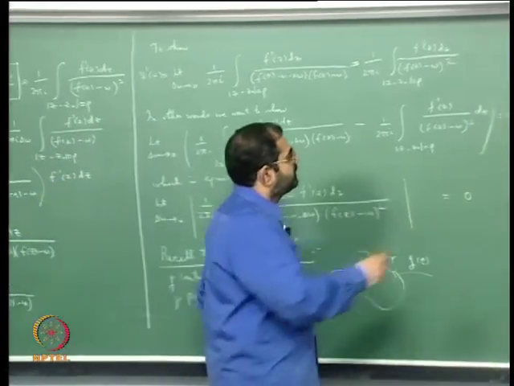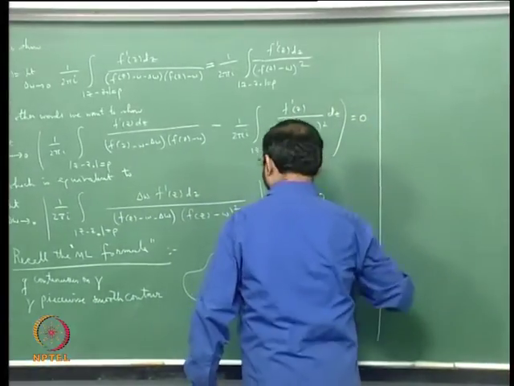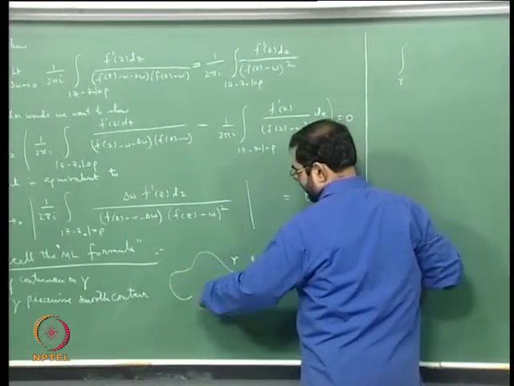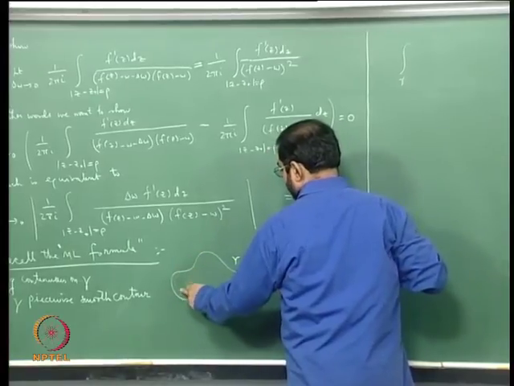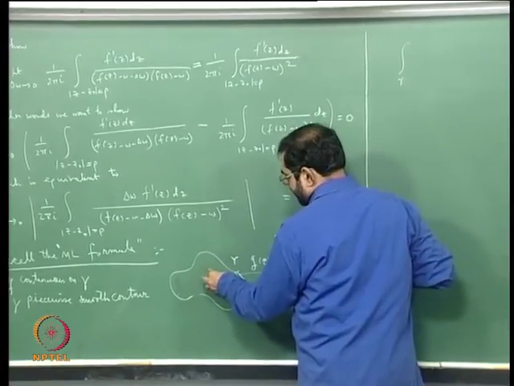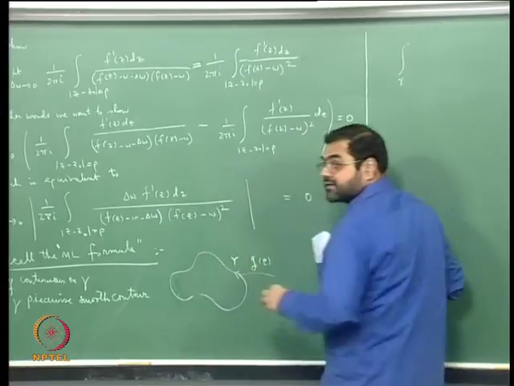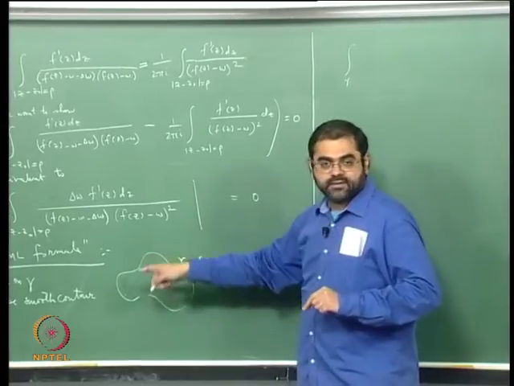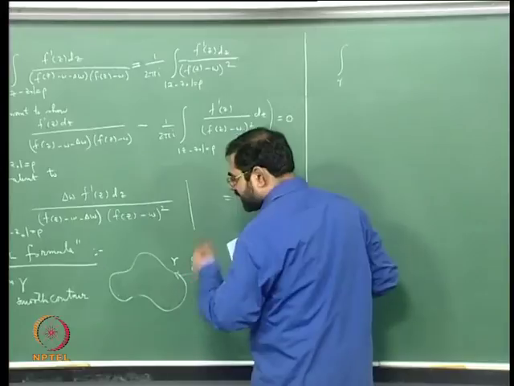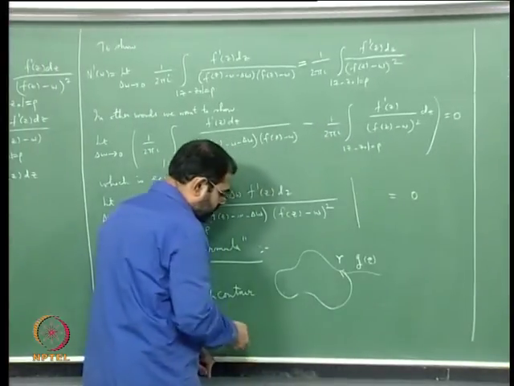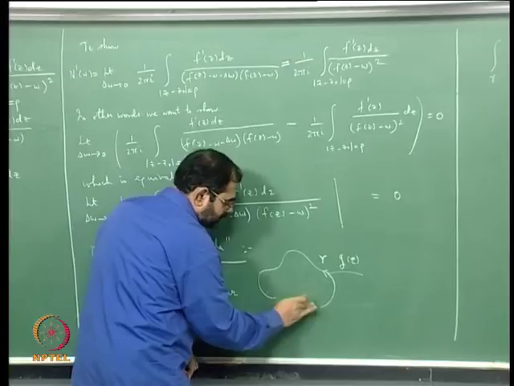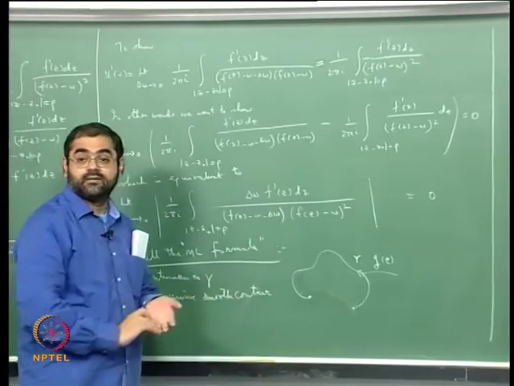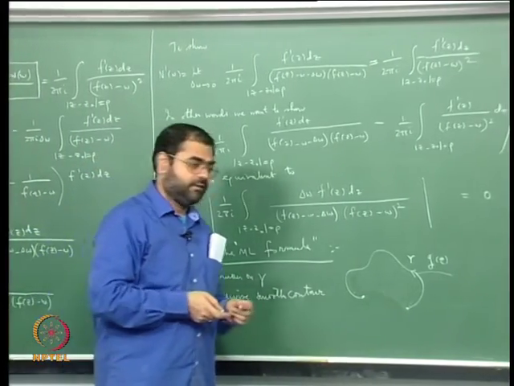Then what the ML formula actually tells you is that if you calculate the integral over gamma with some orientation, okay, since I am not worried about the interior or the exterior of the curve, I am really not worried about the orientation, it can be either this way or the other way. And for that matter, the curve gamma also need not be a closed curve, it can be just any path starting from some point and ending at some point, okay.